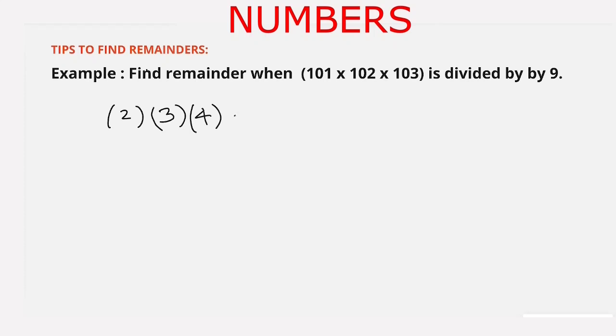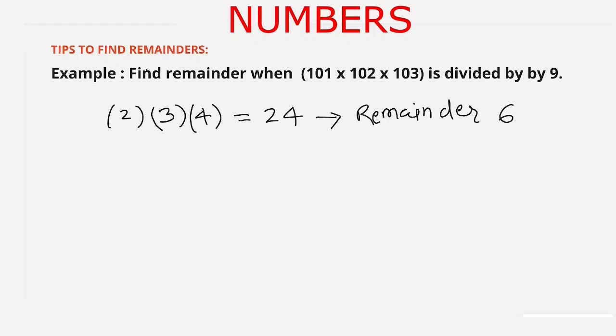Therefore the total remainder is 2 multiplied by 3, which is 6, multiplied by 4, which is 24. Now 24 is greater than 9, so we again take the sum of the digits, which is 2 plus 4 is 6, and when 6 is divided by 9 it gives the remainder 6. Therefore our remainder comes out to be 6.